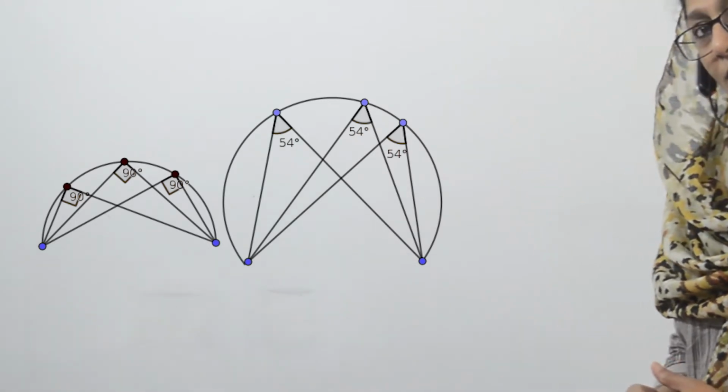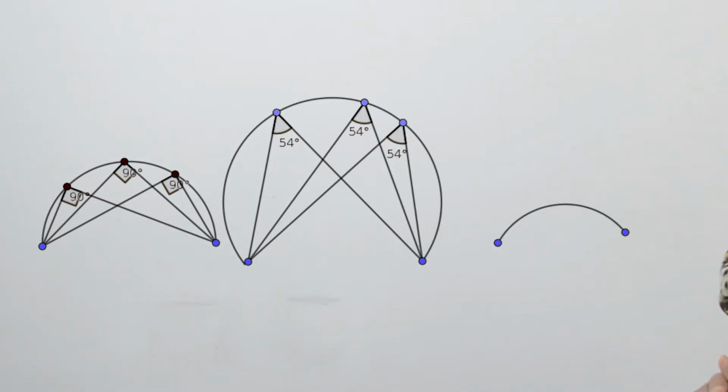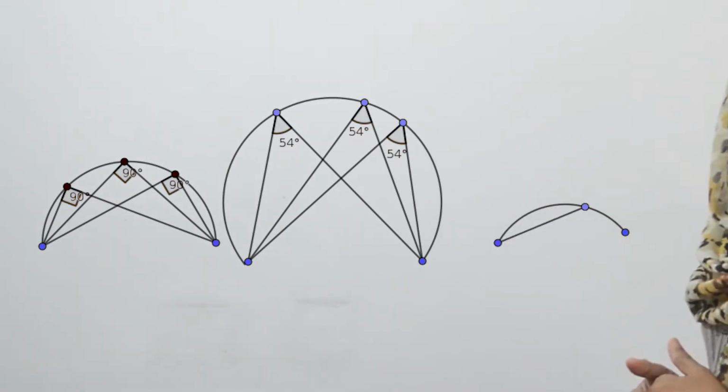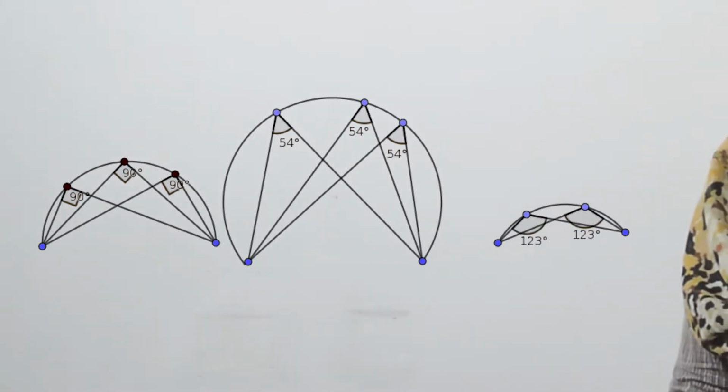Next, let us see the same fact in an arc that is less than a semicircle. What about the angles in an arc that is less than a semicircle? See my picture. All the angles are greater than 90 degrees.